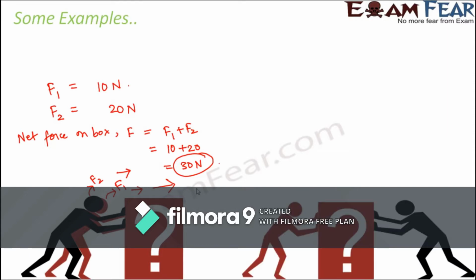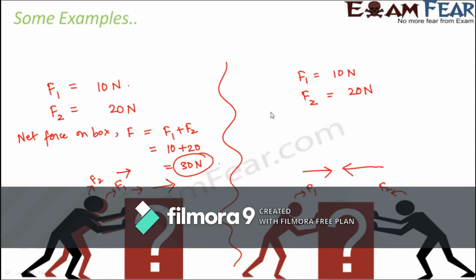Now let us look at another example. In this example, this person applies a force of F1, this person is applying a force of F2, but both of them are applying the force in opposite directions. In this case also, let us say F1 is 10 Newton, and the magnitude of F2 is 20 Newtons. But F1 is applied in this direction and F2 is applied in this direction. So what would be the net force? The net force would be the difference between the two, that is F1 minus F2. So this will be equal to minus 10 Newtons.